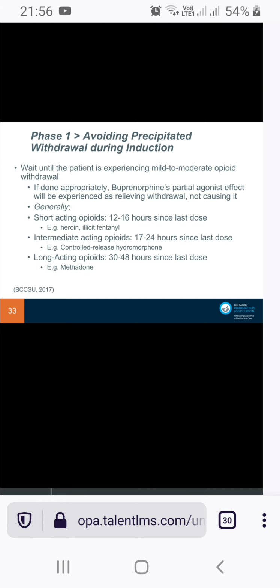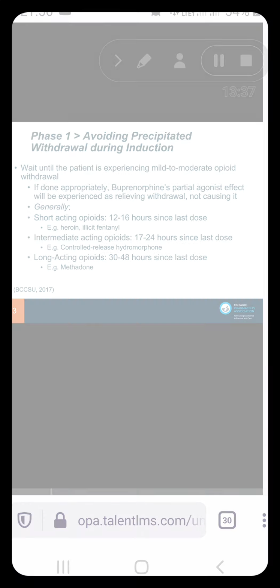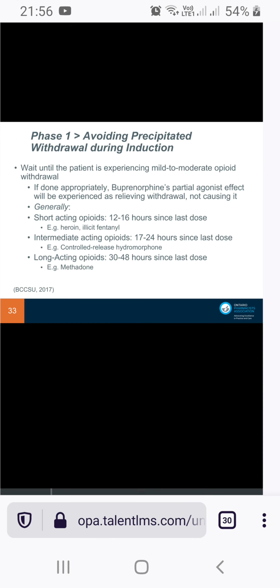Now, let's talk about the induction process. As I mentioned before, our goal is to avoid precipitated withdrawal. So, we want to wait until the patient is experiencing mild to moderate opioid withdrawal. If done appropriately, buprenorphine's partial agonist effect will be experienced as relieving withdrawal, not causing it.